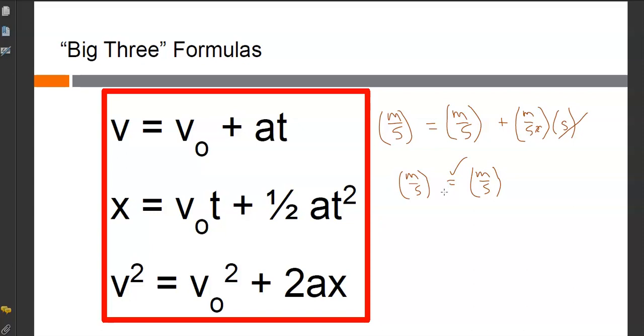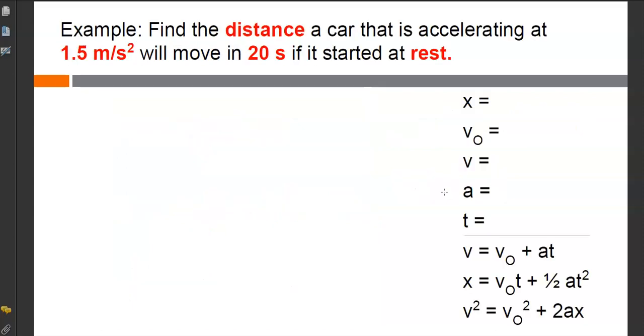All right, but write those things down. They're important. Here are some examples real quick. Find the distance a car that is accelerating 1.5 meters per second squared will move in 20 seconds if it started at rest. They're all some variation of this. And of course, I've put the 3 formulas down there at the bottom for ready reference. Right? There they are, the big 3.